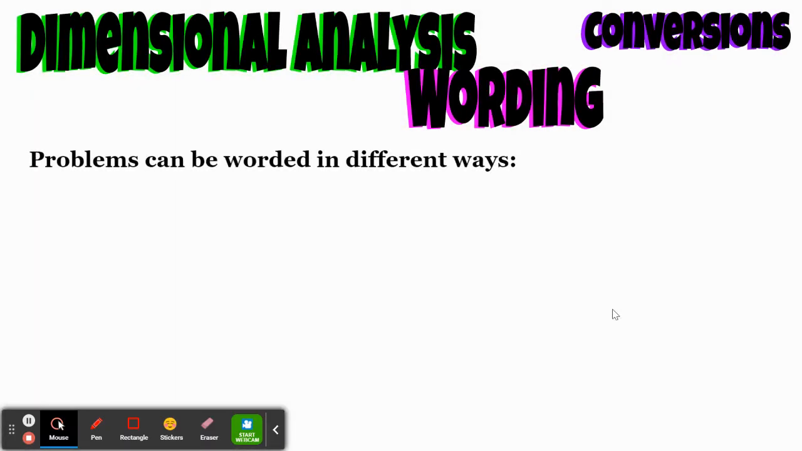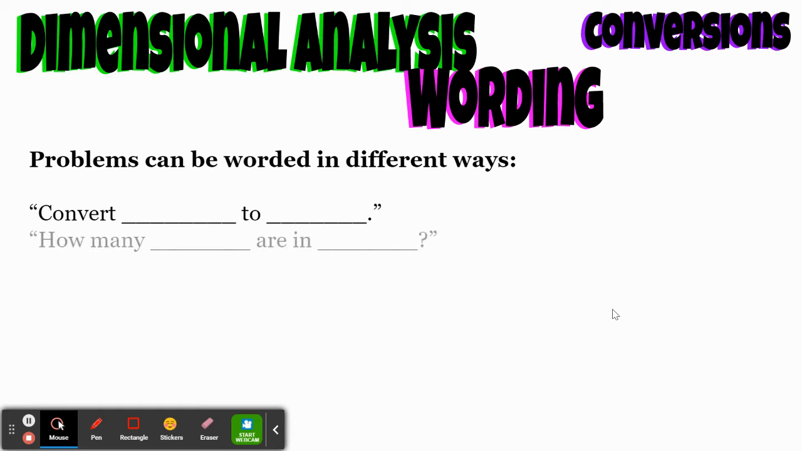When we look at dimensional analysis problems, they can be worded in a couple different ways. The question can ask you to convert blank into blank. So that could be convert miles to kilometers, feet into meters, ounces into kilograms. It can also say how many blank are in blank. So that could be how many miles are in a kilometer, or how many pounds are in a kilogram. Both of them have different ways of saying that. How many blank equal blank? How many inches equal a foot? How many miles equals 5 kilometers?